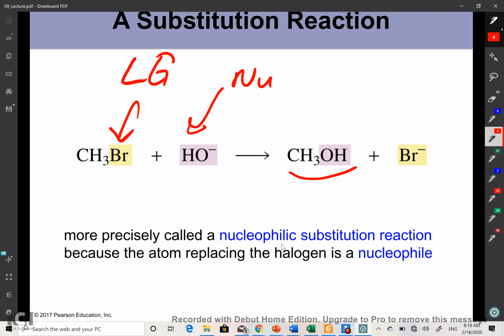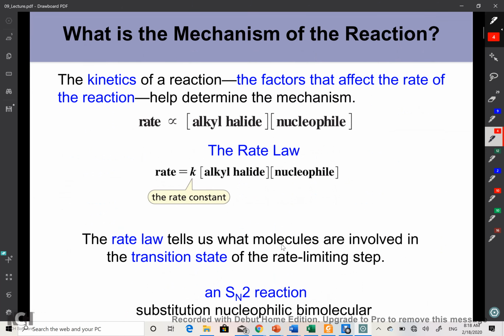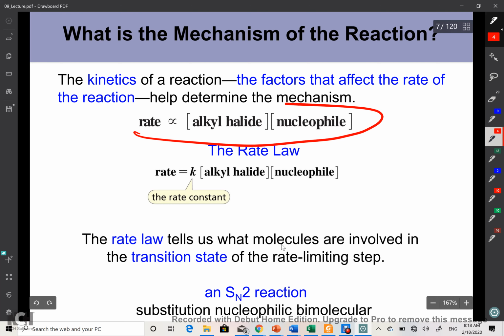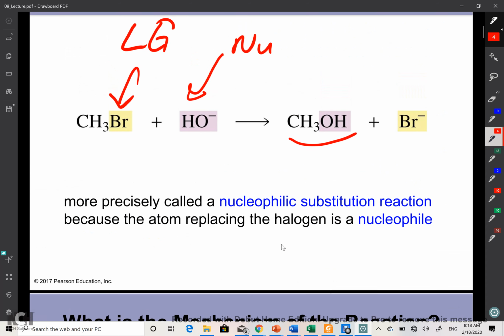So let's determine the mechanism of the reaction. What's the mechanism of this reaction? In order to study the mechanism of the reaction, we'll look at the rates of the reaction, how fast the reaction goes. That gives us an idea. If we look at the kinetics of a reaction, that will give us an idea on how to come up with the mechanism. So the rate of this reaction is proportional to the concentration of the alkyl halide and that of the nucleophile. Does that make sense?